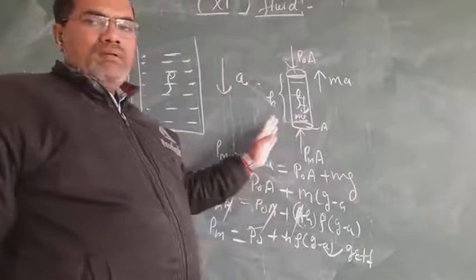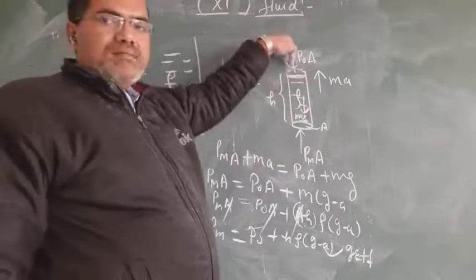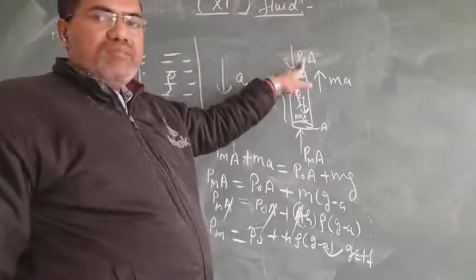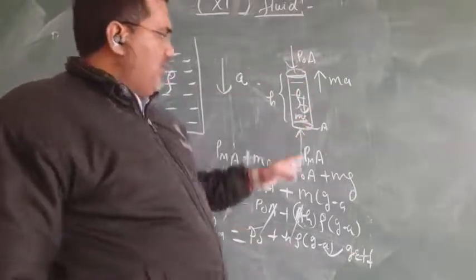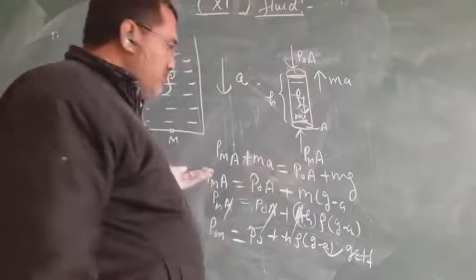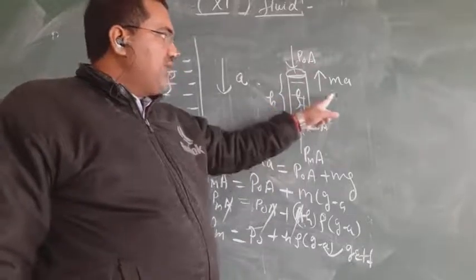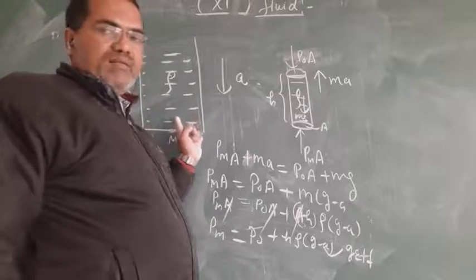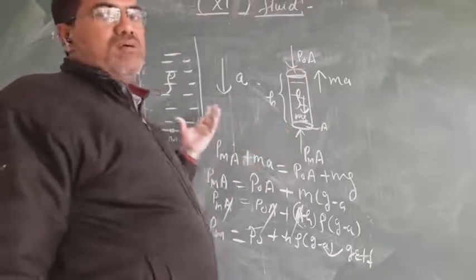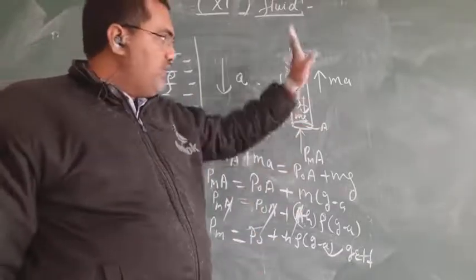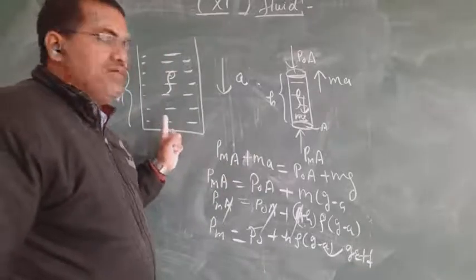Here, for an observer in the container, the fluid is at rest. This is the downward force by atmospheric pressure, this is Mg due to Earth, and this is the force by the bottom of the container, in the upward direction. A pseudo force also acts for an observer in the container, that is Ma, the mass of the fluid times the acceleration of the container in the upward direction. So the net force on the fluid is 0 for an observer in the container.